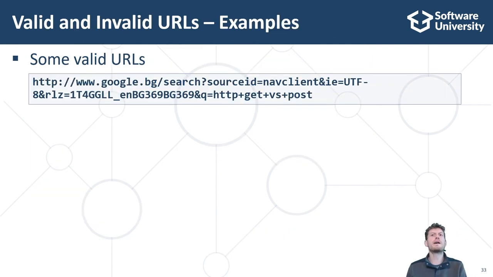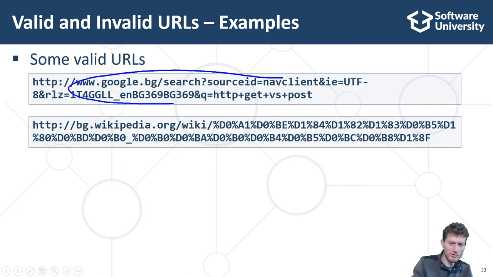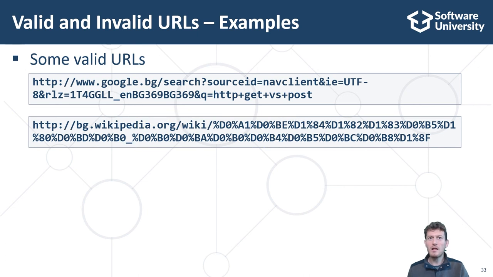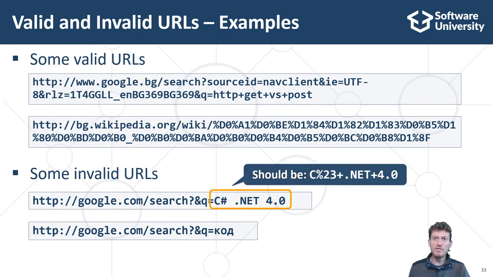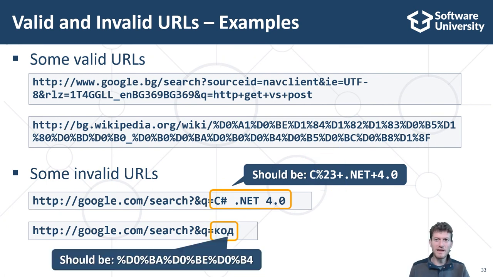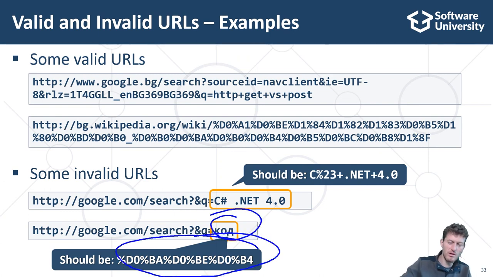Following the concept of URL encoding, some valid and invalid URLs are shown as examples. On the screen, we can see some valid URLs. And now we can see some invalid URLs. In the first example, the space should be encoded as plus, and the hash symbol should be encoded as %23. In the second example, the Cyrillic letters should be encoded as it is shown here.